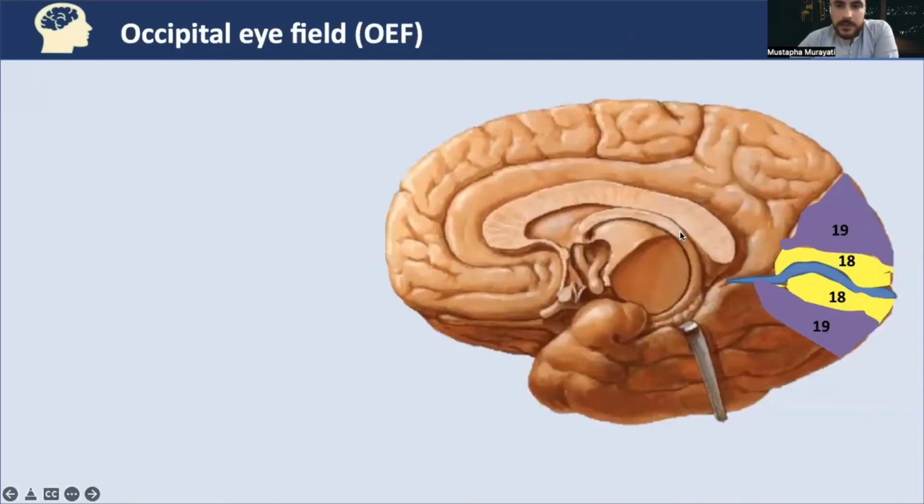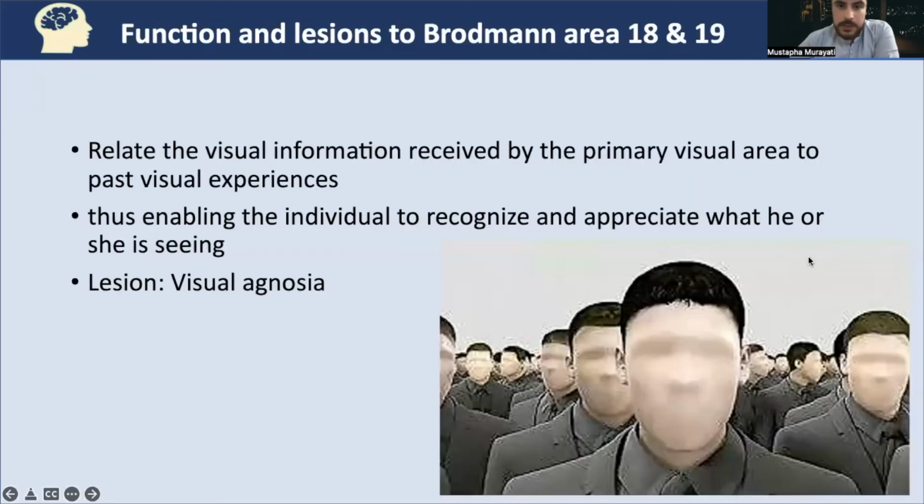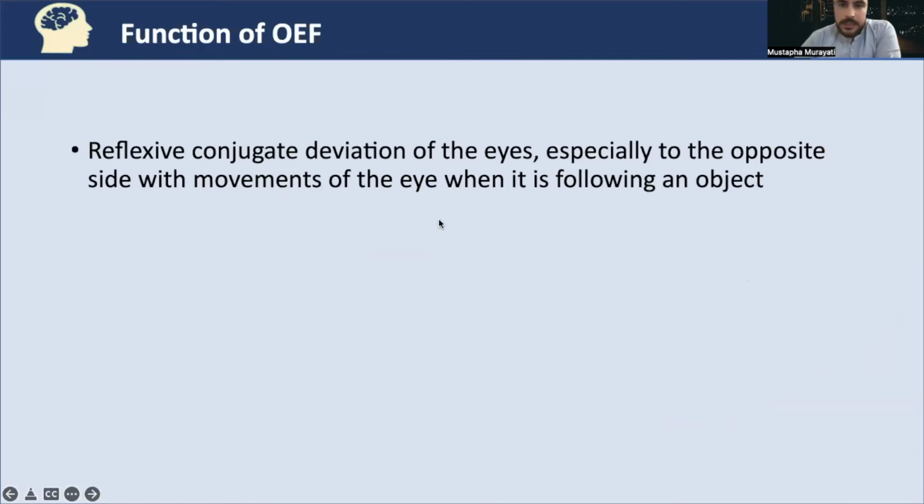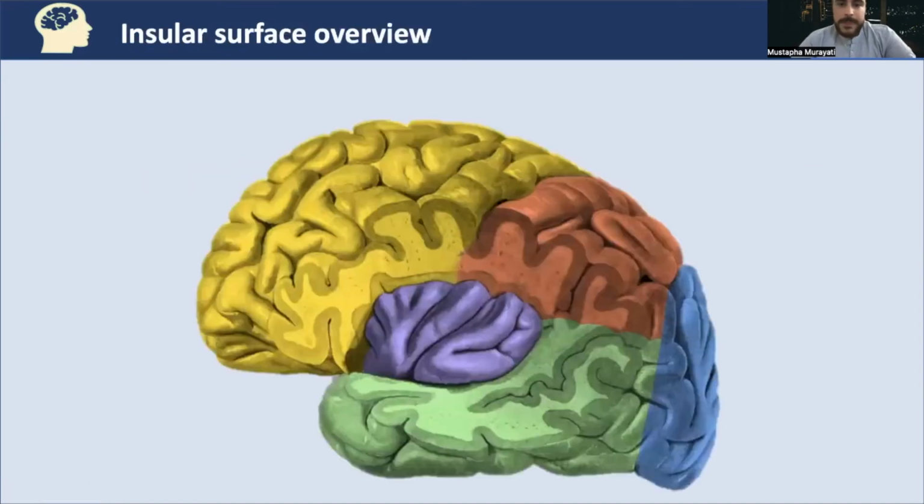The occipital eye field is thought to be located in the secondary visual cortex, and its function is reflexive conjugate deviation of the eye. That's in contrast to the frontal eye field, which is voluntary movement of horizontal gaze. This is a reflexive conjugate deviation of the eye. When the eye is looking at a moving object, reflexively the eye will deviate.